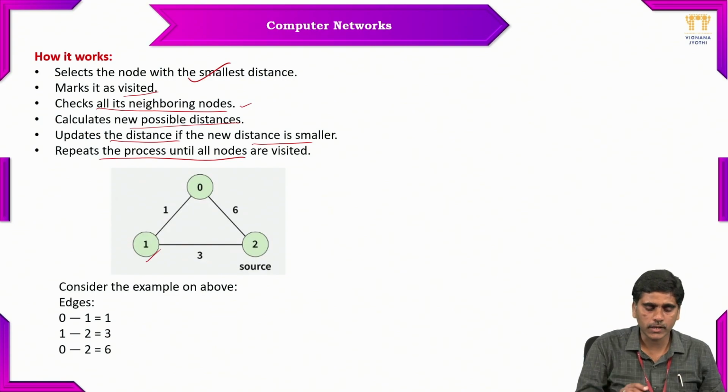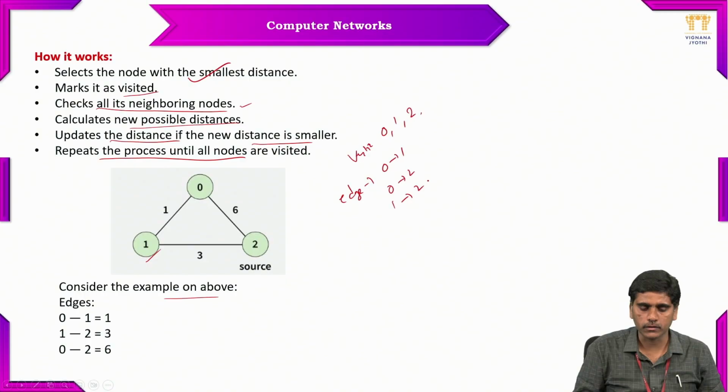So this is the diagram. Consider the example above. What are the vertices? Vertices are 0, 1, 2. And edges are 0 to 1, 0 to 2, as well as 1 to 2. Right. So now we have to construct a cost matrix.